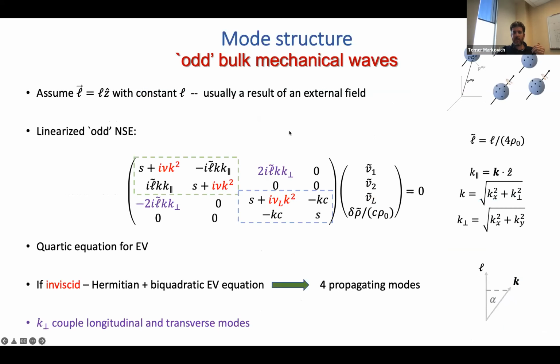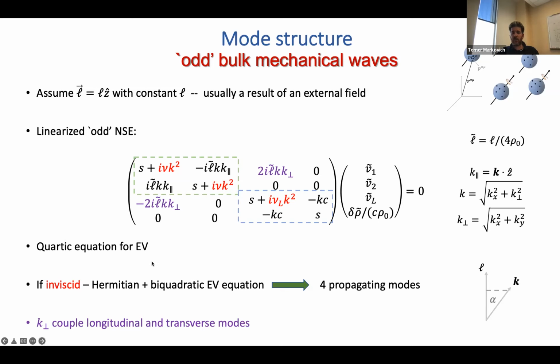What we did is we tried to understand something about the mode structure in that system. So we wrote the linearized dynamics in Fourier space. And what we see is that we have these two blocks here. So I have the transverse block here. V1 and V2 are two transverse velocities, and VL is the longitudinal velocity, so in the direction of the wave vector. And I assume L is in the Z direction and that it is constant, say because of some kind of external field.